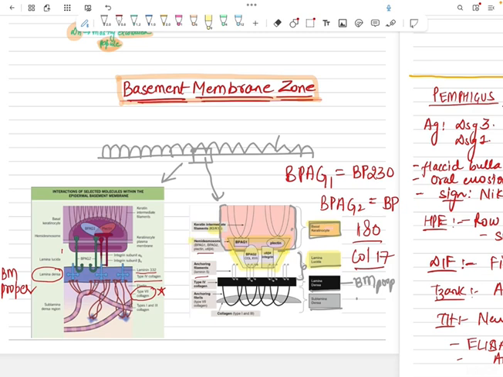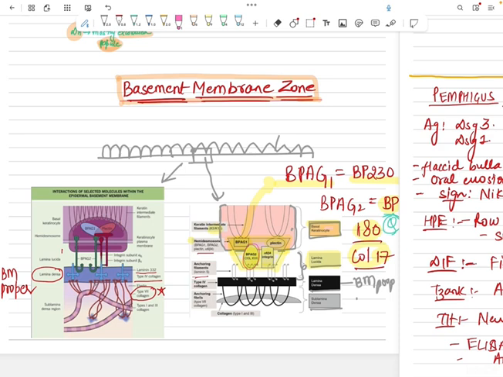Okay, so for this hemidesmosome, first see the sequence. BPAG1 and plectin, followed by transmembrane BPAG2 and alpha 6 beta 4 integrin. Let's clear one confusion. This BPAG1 is also known as BP230. BPAG2 is also known as collagen 17 and BP180. BP180 and collagen 17 are important because it is a very important antigen in bullous pemphigoid, right? This one, BPAG2 and collagen 17.